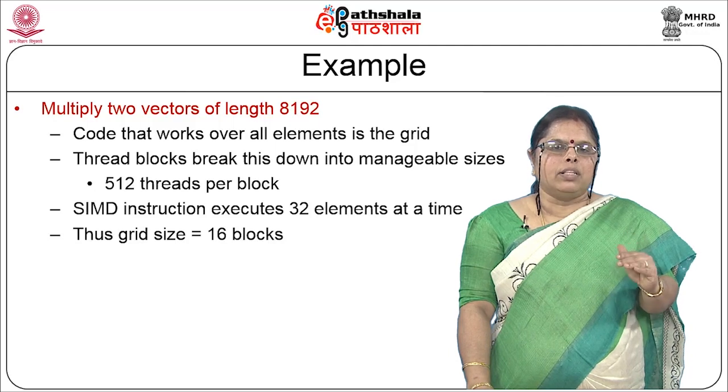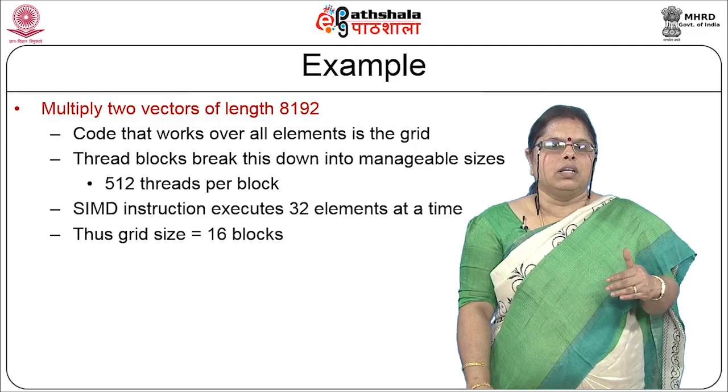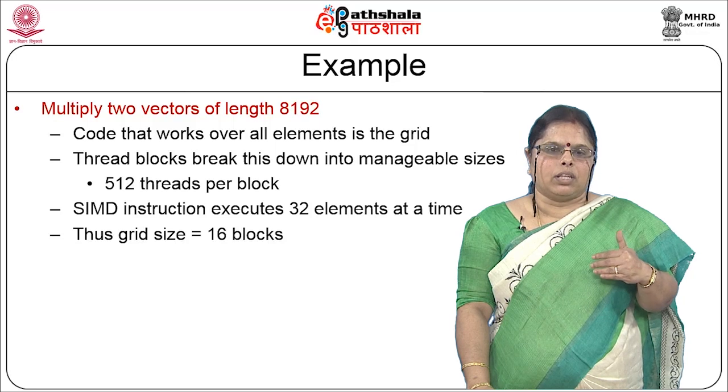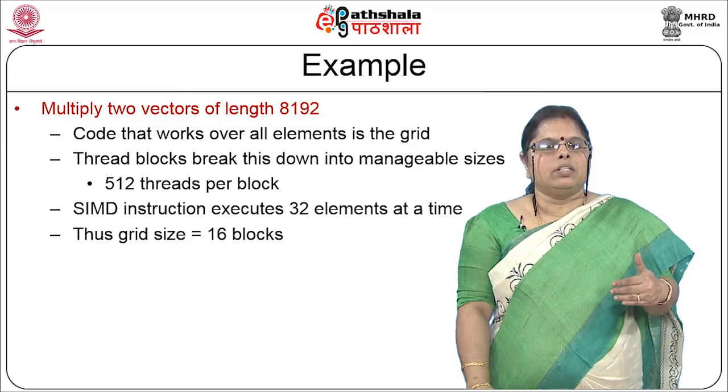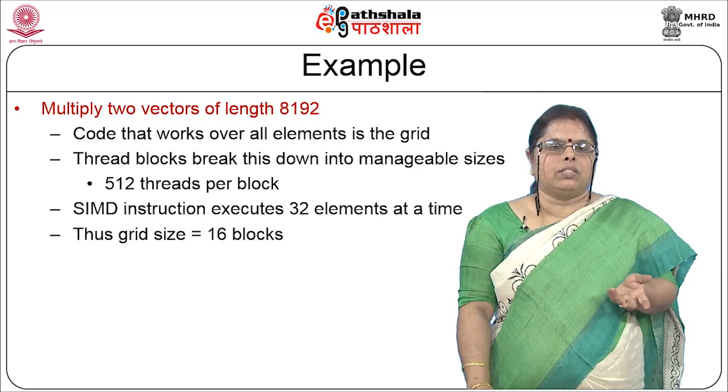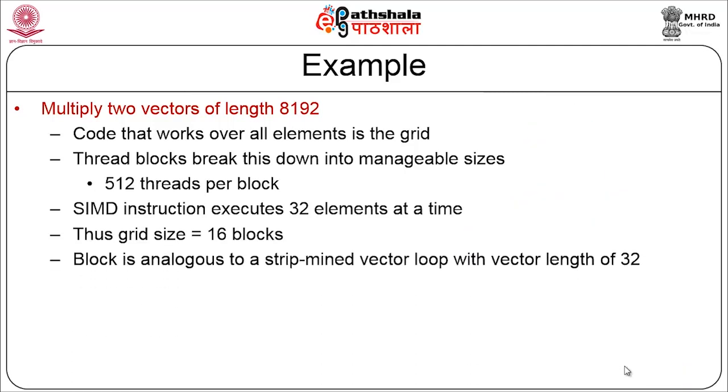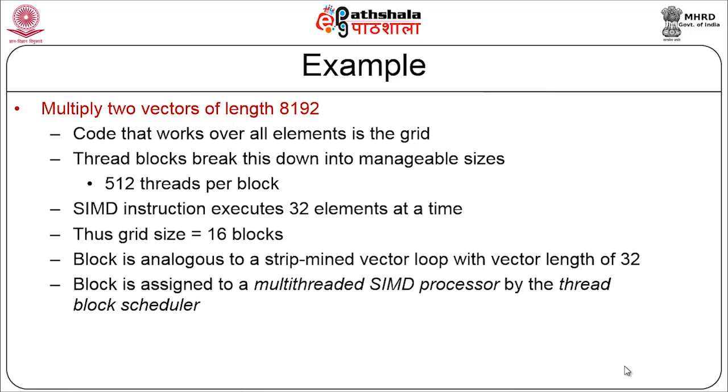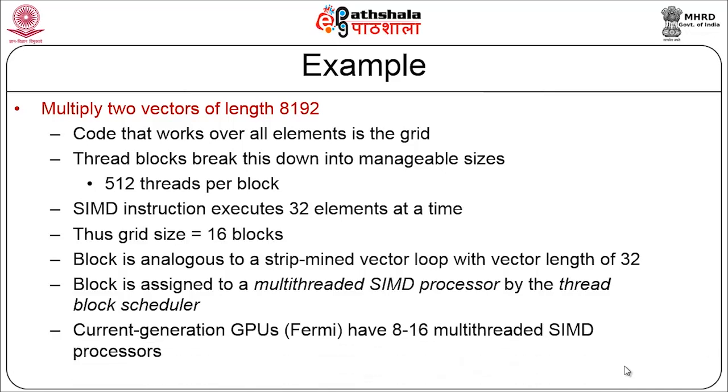Thread blocks break this down into manageable sizes, let us say 512 threads per block, and the SIMD instruction executes 32 elements at a time. Thus, the grid size is 16 blocks, and the block is analogous to a strip-mined vector loop with vector length of 32. The block is assigned to a multi-threaded SIMD processor by the thread block scheduler, and the current generation GPUs, for example Fermi, have about 8 to 16 multi-threaded SIMD processors.